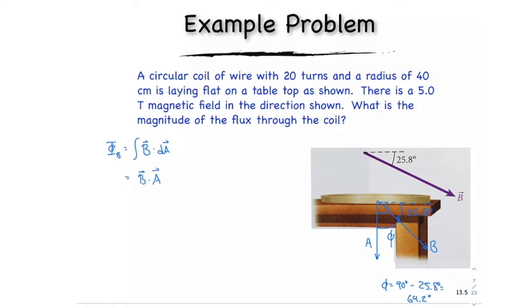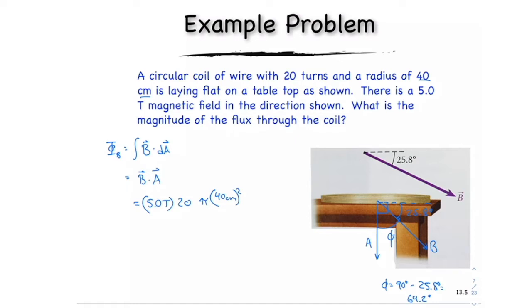Okay, so the magnitude of B is 5 Tesla. For the magnitude of the area, since I know it's a 40 centimeter loop, and there's 20 turns, I'm going to do 20 turns times pi times 40 centimeters squared. That's my area. And I'm going to work this out.